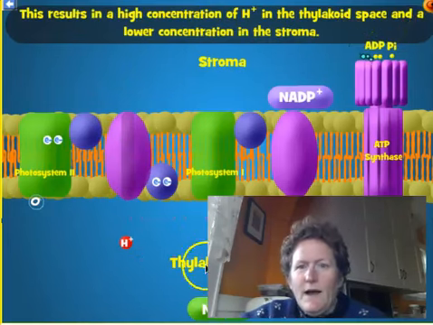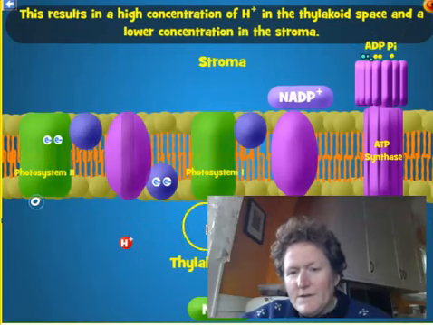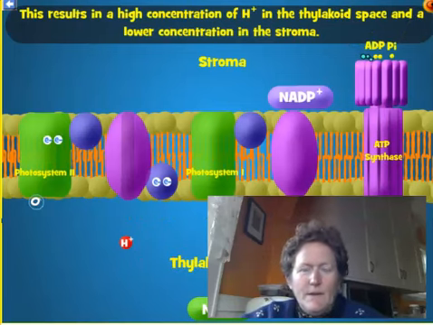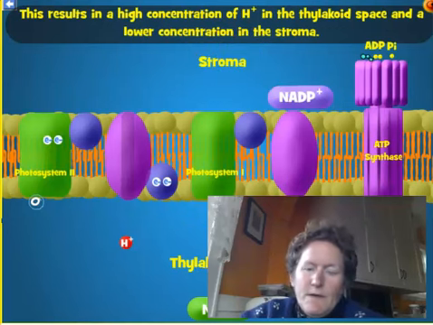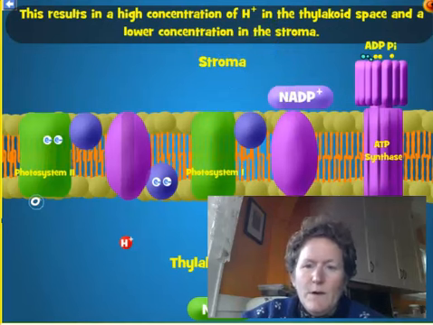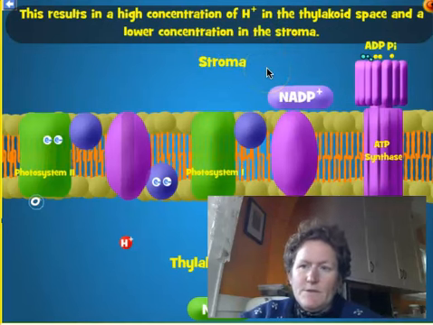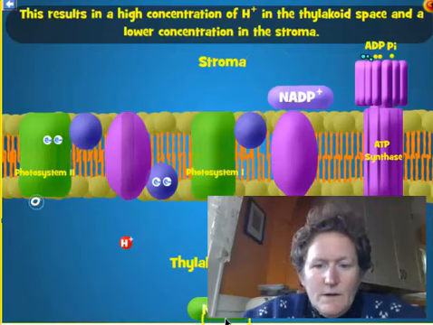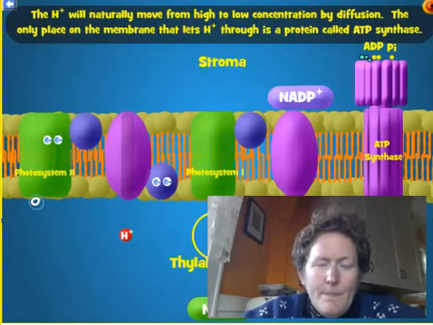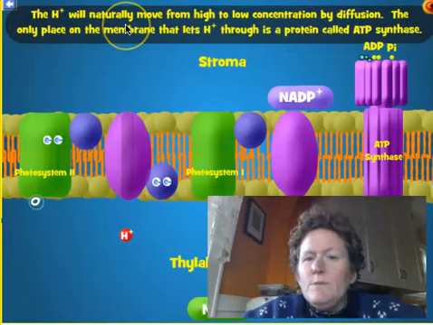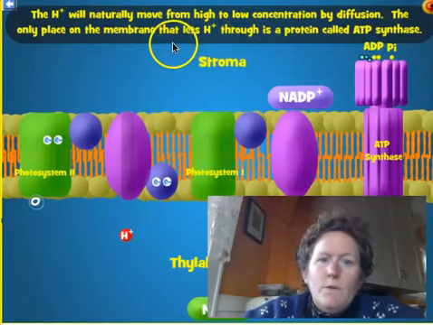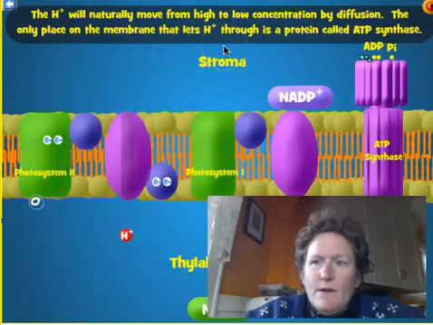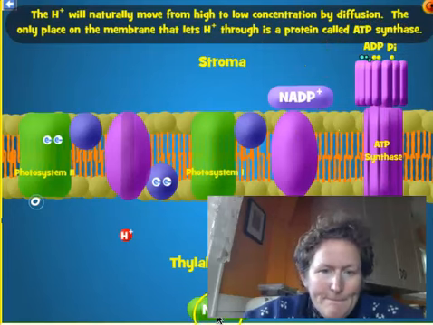This is resulting in a high concentration of hydrogen and a lower concentration out here in the stroma. So high hydrogen in the thylakoid space and low in the stroma. And we know if we have a difference in concentrations that diffusion can occur. The H+ will naturally move or diffuse from high to low concentration, and the only place on the membrane that it's allowed through is a protein called ATP synthase.